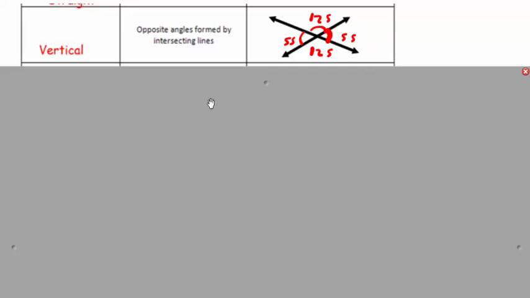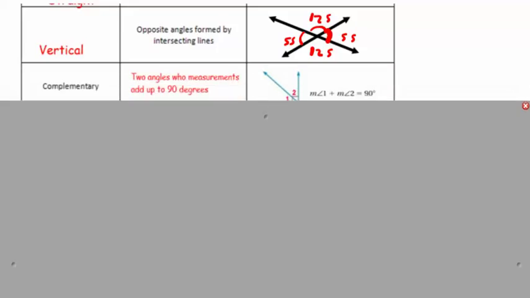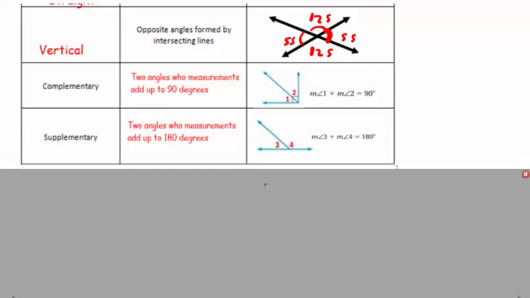All right, that's a vertical angle. The next two are called complementary and supplementary. Complementary just means it's two angles that add up to 90 degrees. So I've got a right angle here, but it's been broken into two separate angles. That just means that these two together have to add up to 90 degrees.